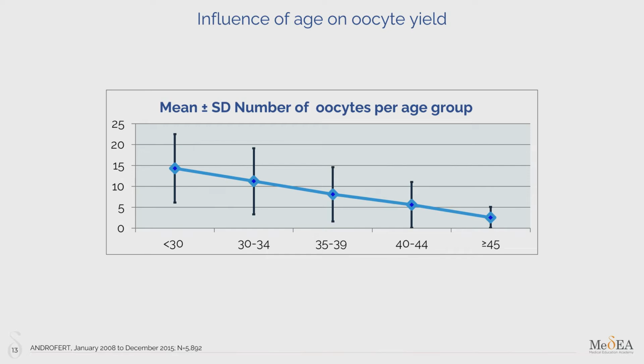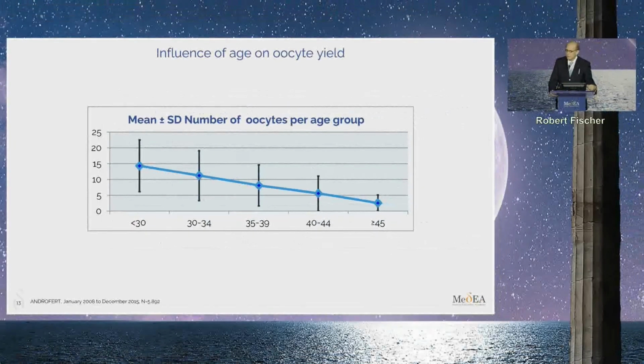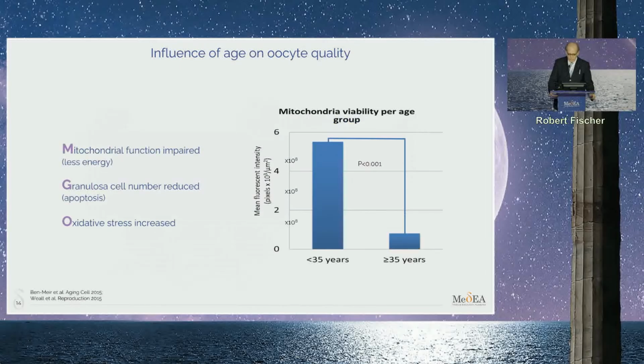Age affects the number of oocytes, and this is also data from Sandro's group to show that the mean number of oocytes in advanced maternal age is getting lower and lower. The quality of the oocytes is also influenced by age. Mitochondrial function is impaired, granulosa cell number is reduced, and they are important for the final maturation of the oocytes. But also oxidative stress is increasing, and you can see here just on the example of the mitochondrial viability in 2 different age groups.